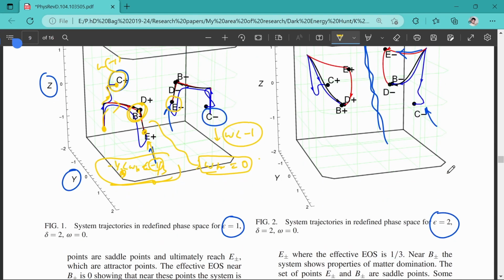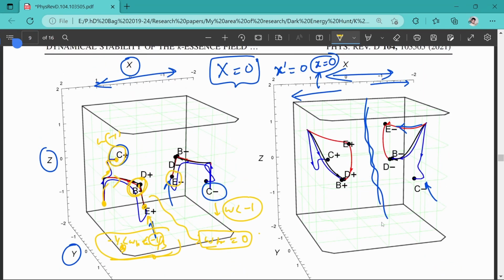But on the other hand, if you look at the epsilon is equal to 2 trajectory, it means that it is originating from some point. Again, C plus and C minus are kind of isolated stable points, while E plus and E minus give you the 1/3 kind of scenario. It means that the K-essence or effective field is actually giving the 1/3 characteristic, and here D plus and D minus are giving you the omega total to be close to -1.